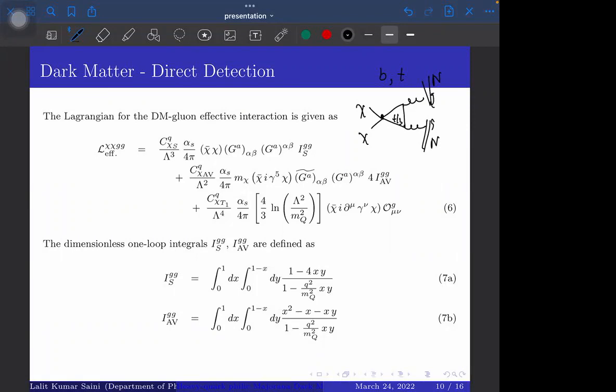First of all, I will convert this part into this part, and that will give me this kind of operator times this loop factor, which is here for the scalar and here for the axial vector.